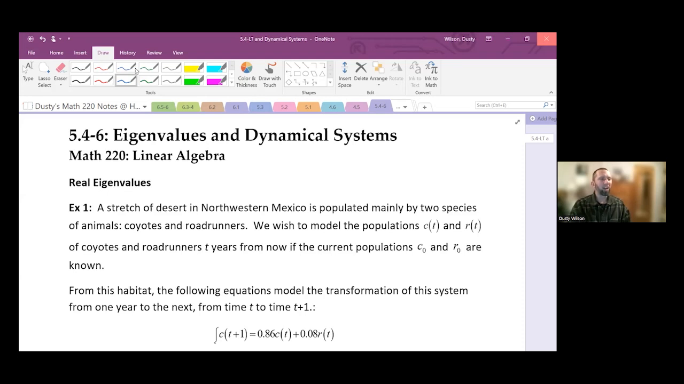5.4 to 6, Eigenvalues and the Dynamical Systems from Linear Algebra. Real eigenvalues. Example 1. A stretch of desert in northwestern Mexico is populated mainly by two species of animals, coyotes and roadrunners. We wish to model the populations C of t and R of t of coyotes and roadrunners t years from now, if the current populations C naught and R naught are known.